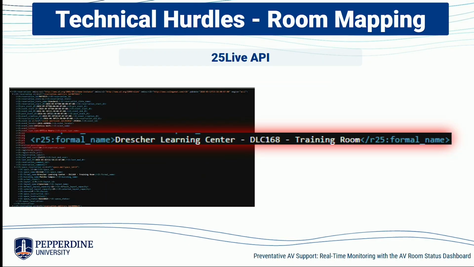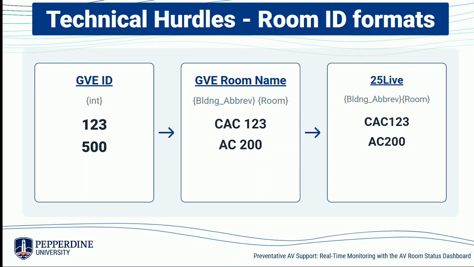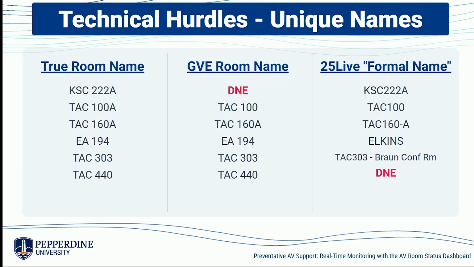And the formal name, I have a slide later on, where they're not exactly consistent; they follow a strange format. Initially, if they were consistent, the GVE ID would just be a number. The GVE room name would be our building abbreviation and then the room, and 25 Live is the same thing, but with no spaces. But it is not. So, for example, to show the format, we have the room KSC 222A.